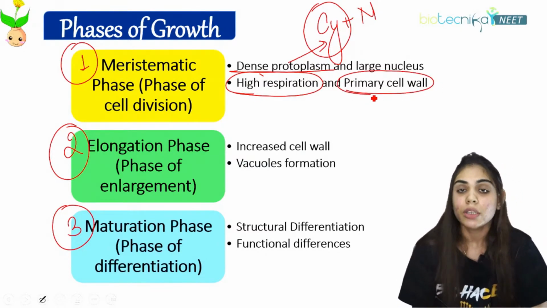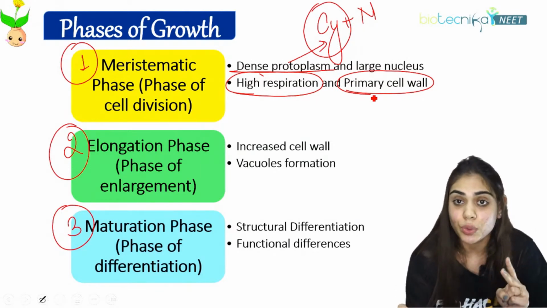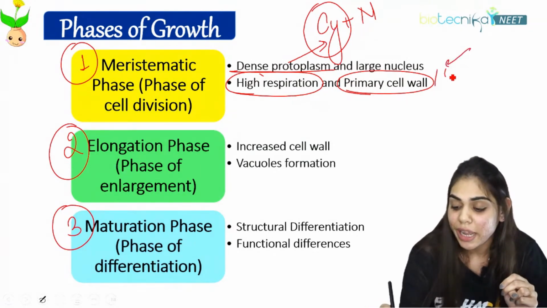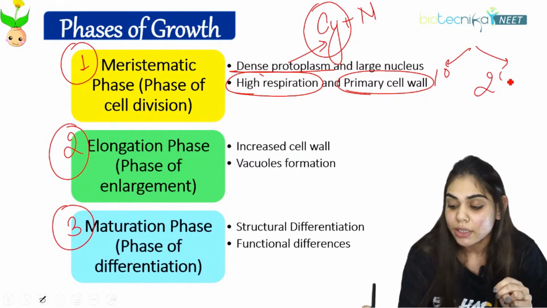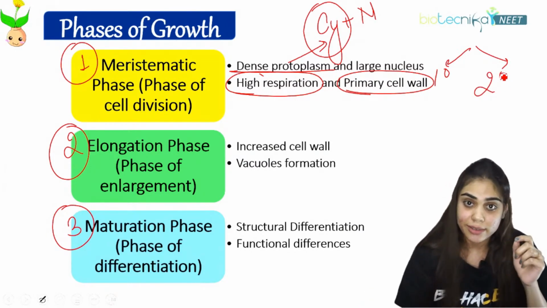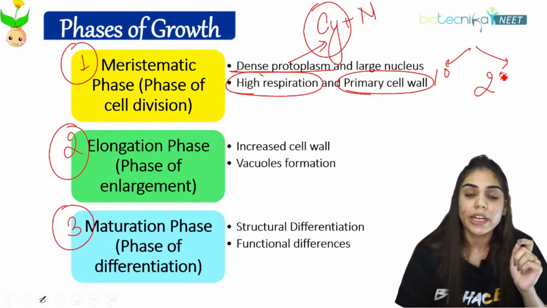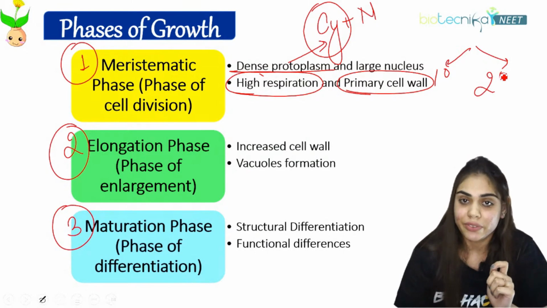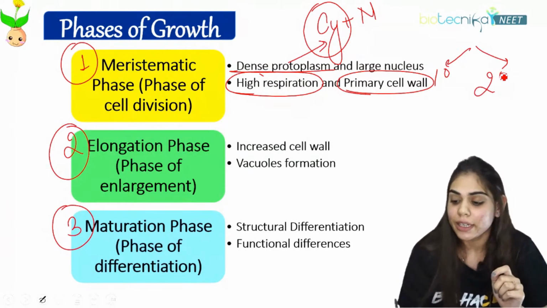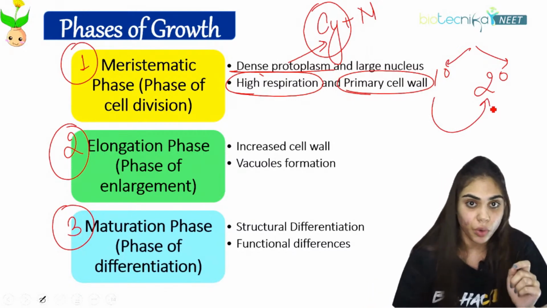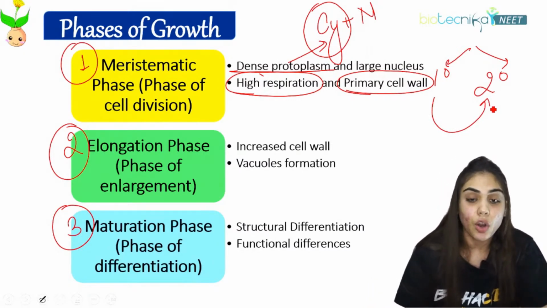Now they will cause the formation of the primary cell wall. Now the plant cell has two types of cell wall, one is primary and the other one is secondary. The primary cell wall formation, that is the initiation of the cell wall, firstly occurs in the meristematic phase, and once it is completed, it gets switched to secondary cell wall formation. That happens in the elongation phase.